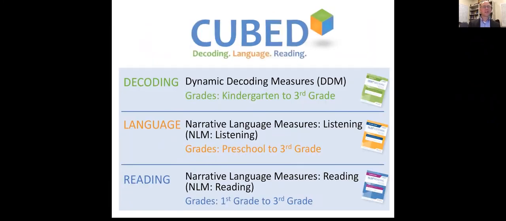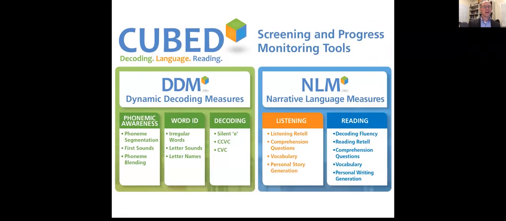The CUBED is comprised of 3 major sections. It measures decoding, it measures language, and it measures reading. And currently we have materials for preschool through 3rd grade. We're working on 4th and 5th grade passages right now. So the 2 subtests essentially of the CUBED are the dynamic decoding measures and the narrative language measures.